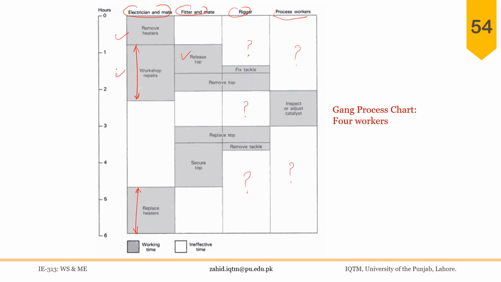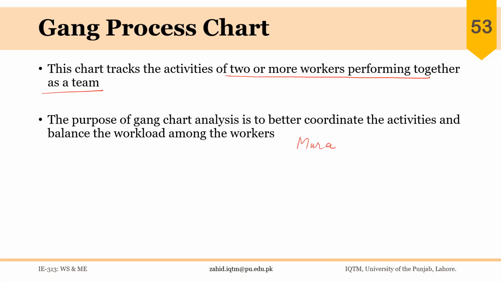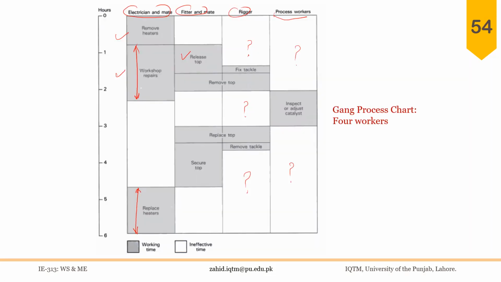So this chart can be used when a group of workers is working together, just like material handling workers, if they are loading and unloading some heavy goods or material together, we can use this chart there as well. So this is a special form of multiple activity chart.